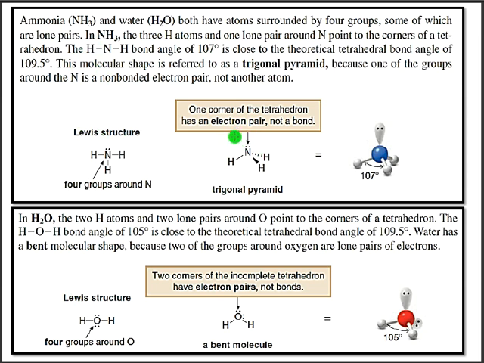Because we have one non-bonded pair of electrons, the molecular shape is trigonal pyramid. One of the groups around nitrogen is a non-bonded electron pair, and the angle between the atoms will be 107, not 109.5. If you have 4 groups, it is less than 109, it will be 107.